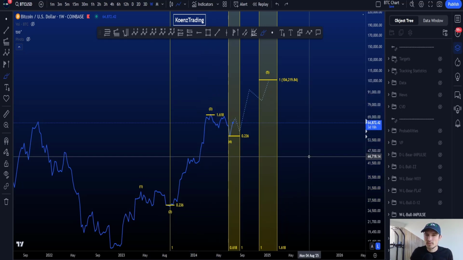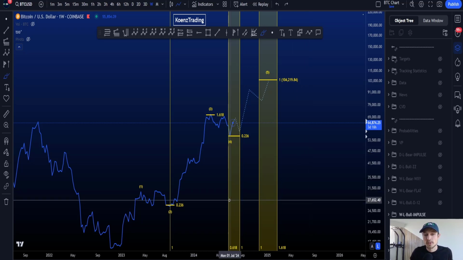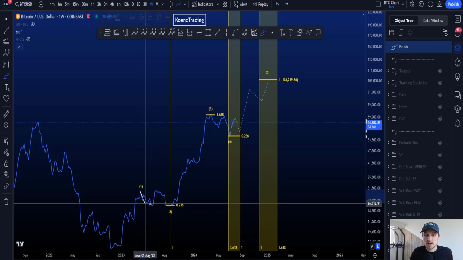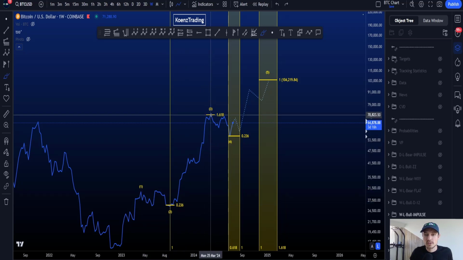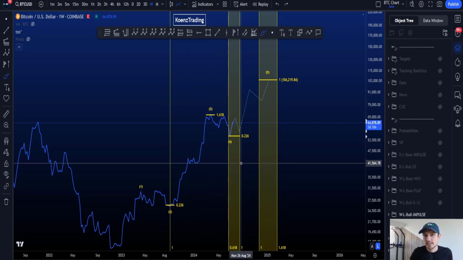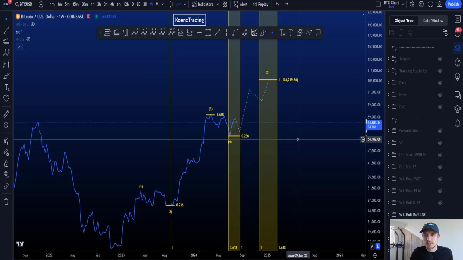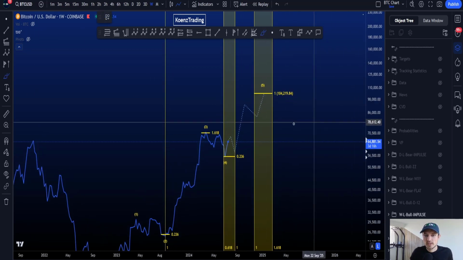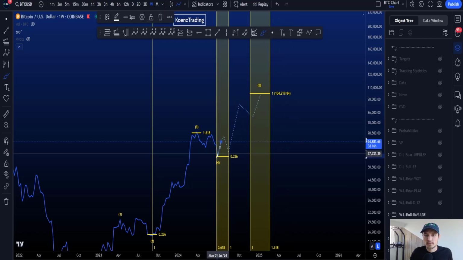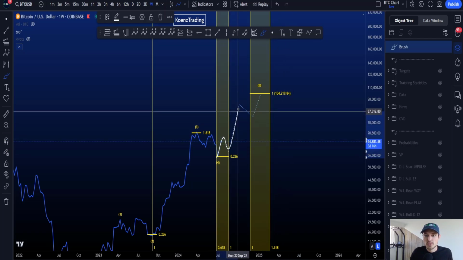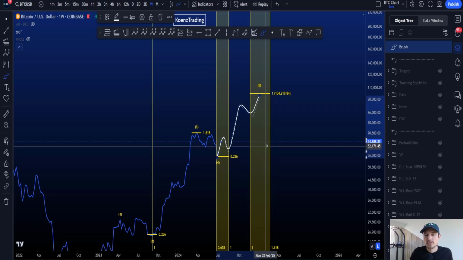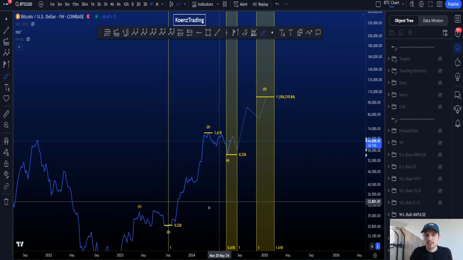However, preferably a wave 4 is longer than a wave 2, that is at least most common, but we do have alternation in structure, which is important for a wave 2 versus a wave 4. Wave 2 being a flat structure and wave 4 being a zigzag structure on the daily time frame. After this wave 4, we are then looking for an impulse to the upside in a wave 1, 2, 3, 4, and eventually a wave 5 towards the upside.